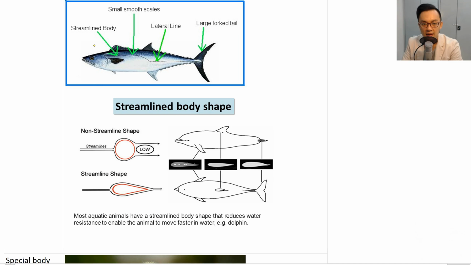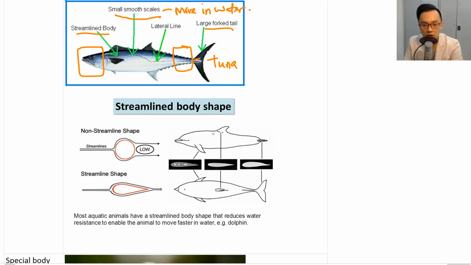This is another example. This is a tuna, and there's a streamlined body. Again, you see the narrow ends. And there's a large forked tail. Lateral line, you don't have to care about this, and also small smooth scales to help it move in water.